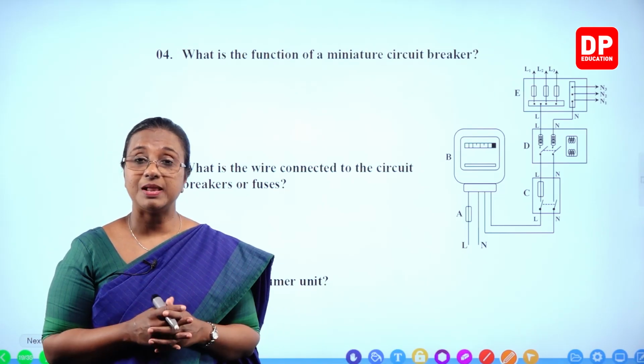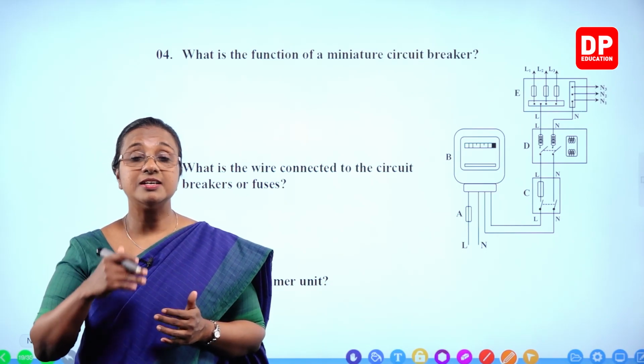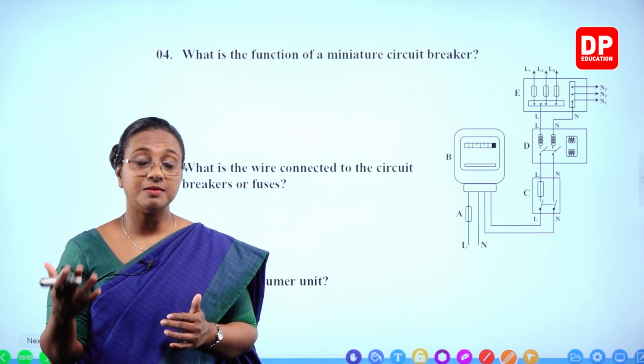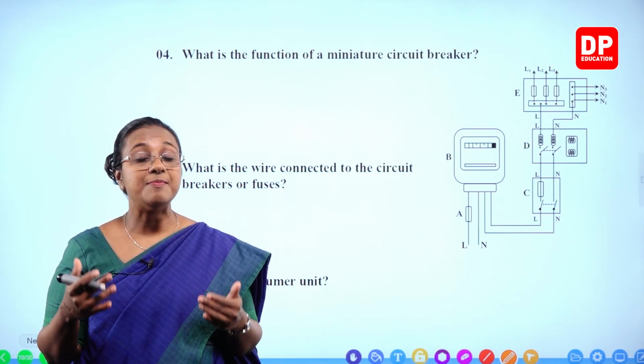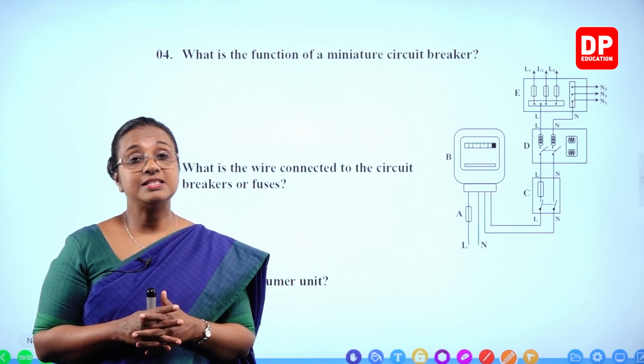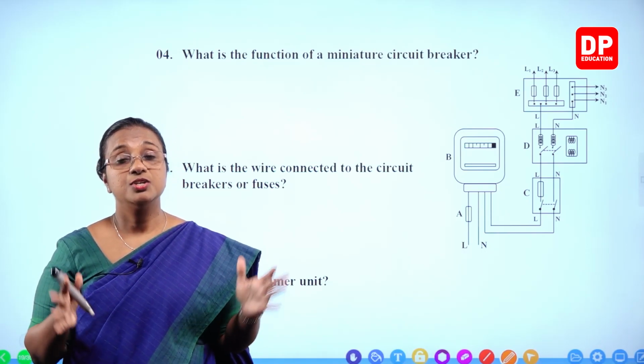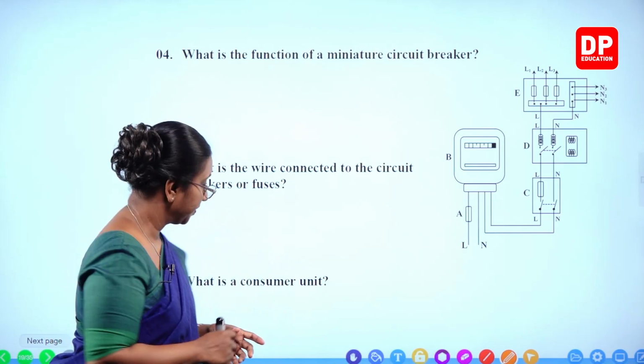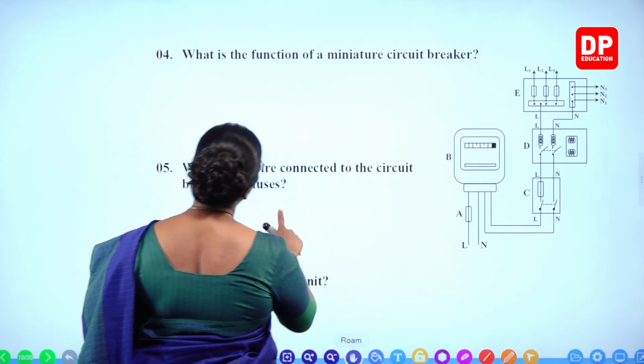Distribution wires or supply cables, the conducting wires, if they get overheated, if there is too much current flowing, there can be overheating of the wires, and because of that, the electricity circuit can catch fire. So that is prevented by the miniature circuit breaker. So that is what you need to write here.